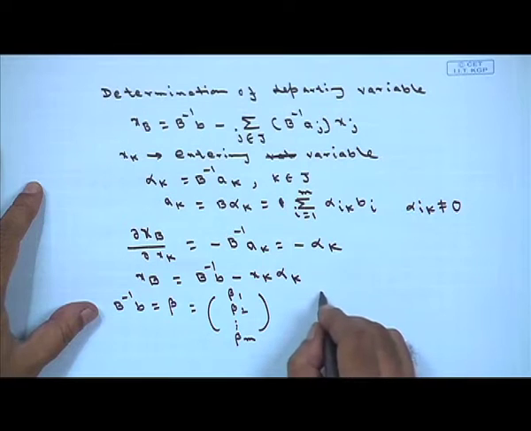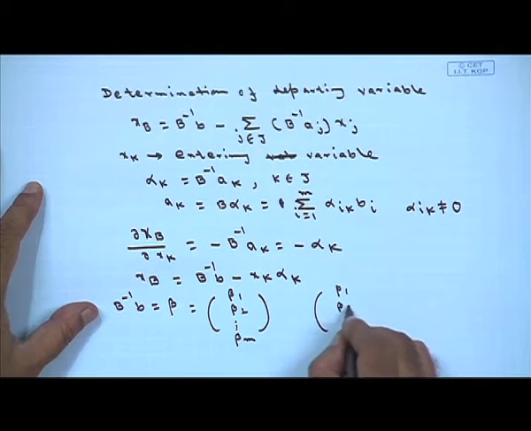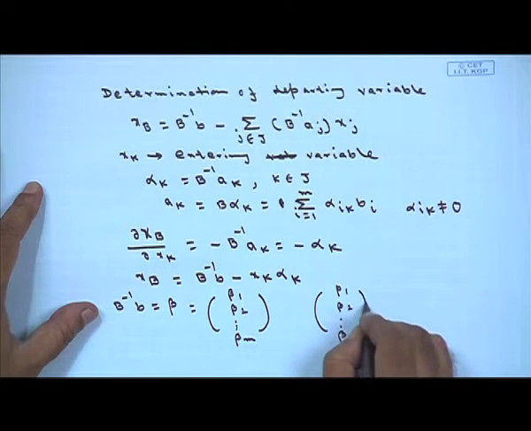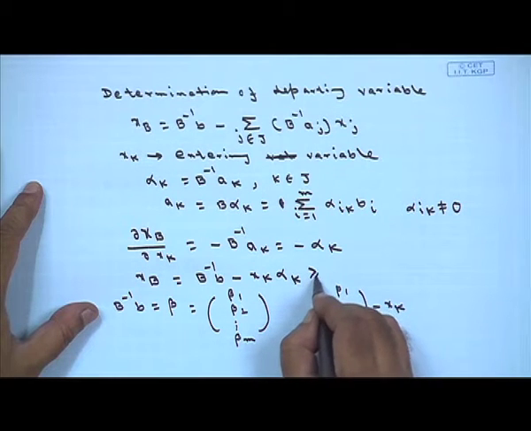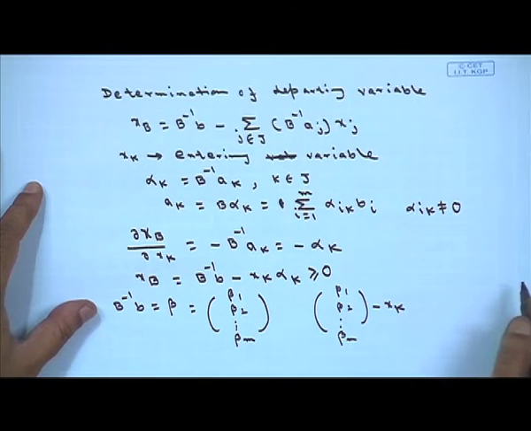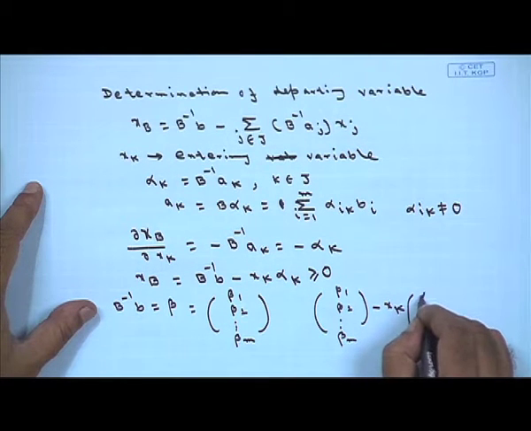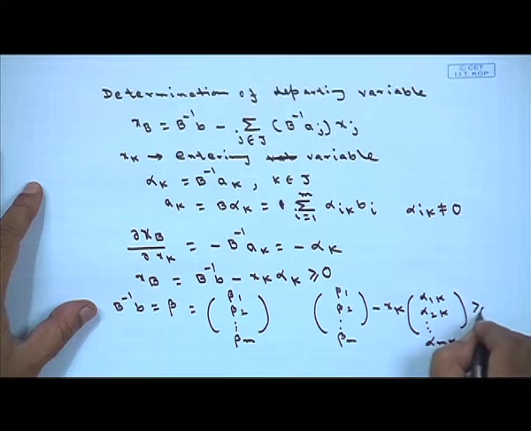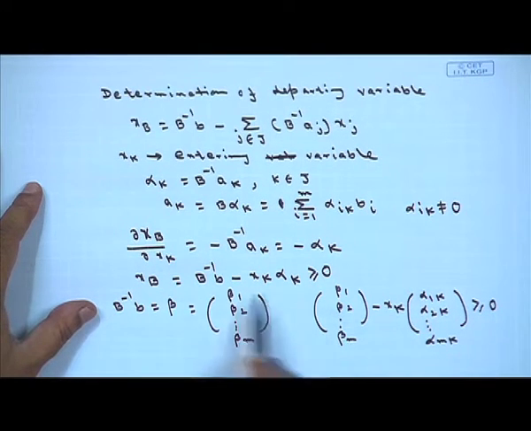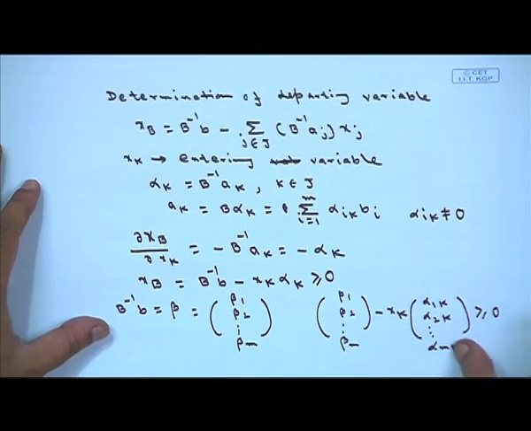In that case, beta 1, beta 2, like this way beta m, minus x_k into alpha 1k, alpha 2k, like this way alpha mk, and this x_B always will be greater than or equal to 0. So from here x_B is greater than or equal to 0, and if I assume B inverse b equals beta, take this column vector, then in terms of column vectors I can write this.